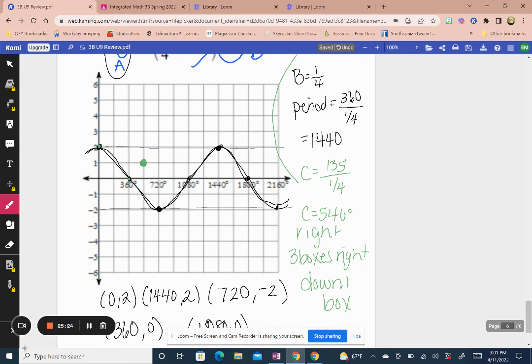Take this, right 3, 1, 2, 3, down 1. Take this, 1, 2, 3, down 1. Take this, 1, 2, 3, down 1. Take this, 1, 2, 3, down 1. Take this, 1, 2, 3, down 1. It would be somewhere around here.